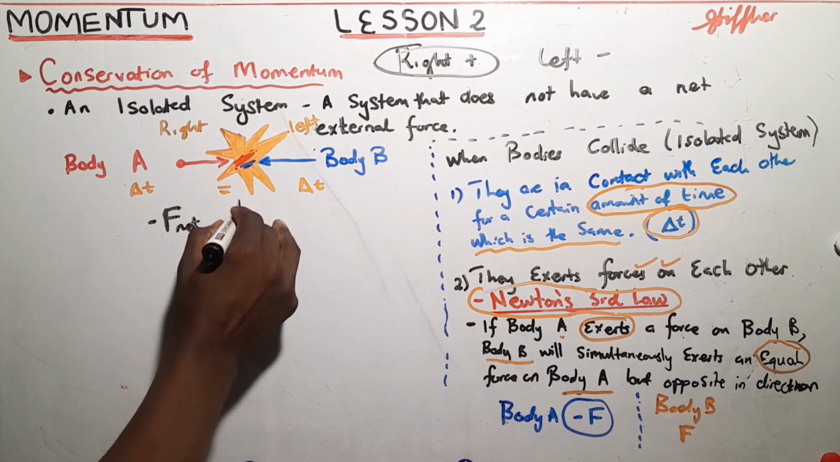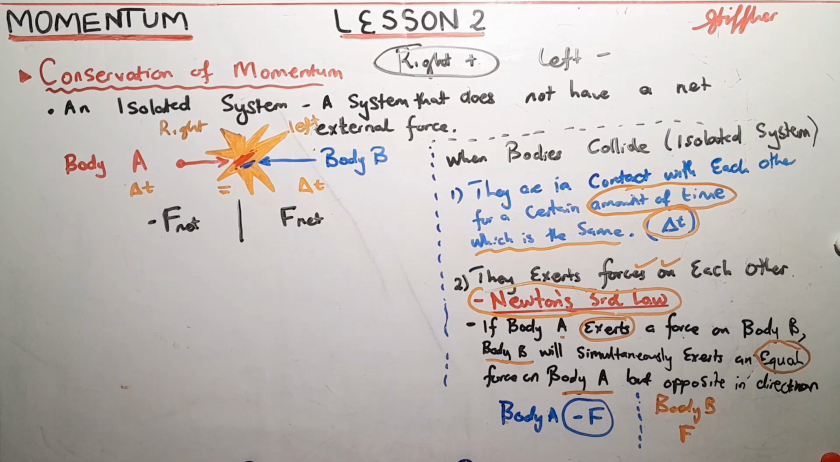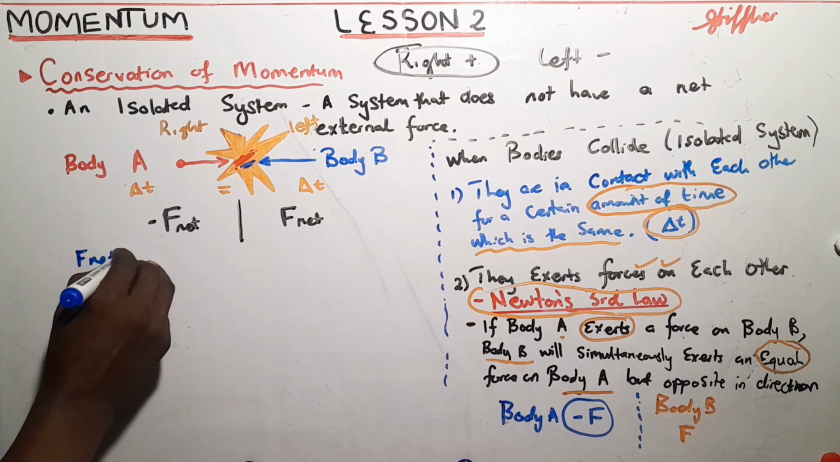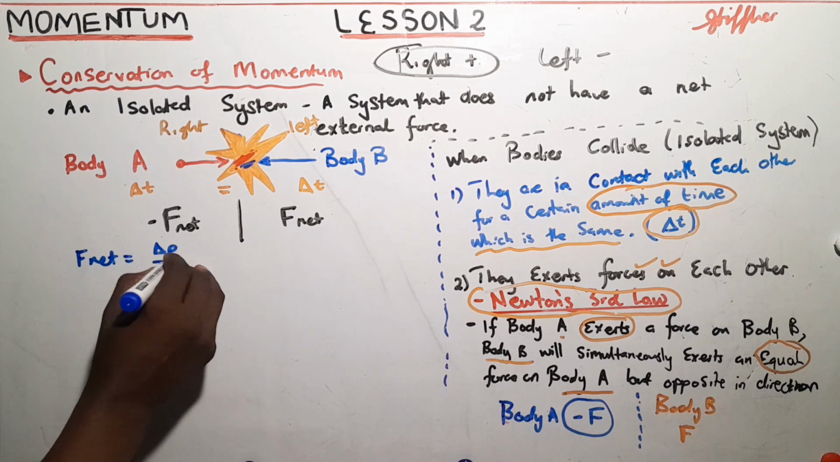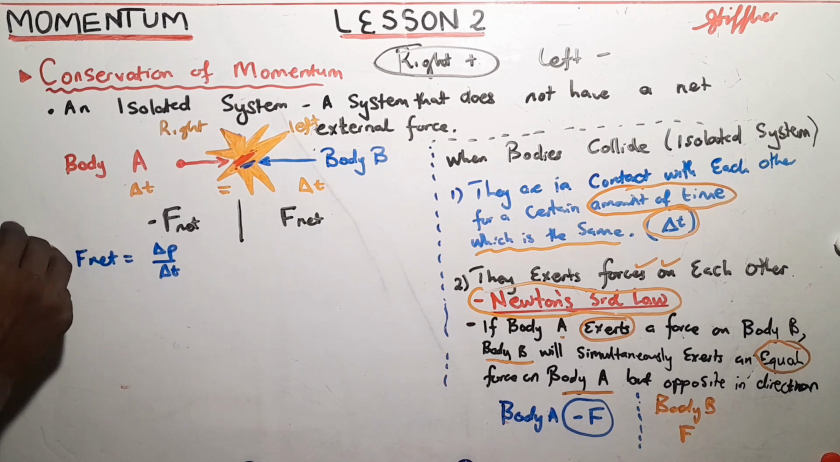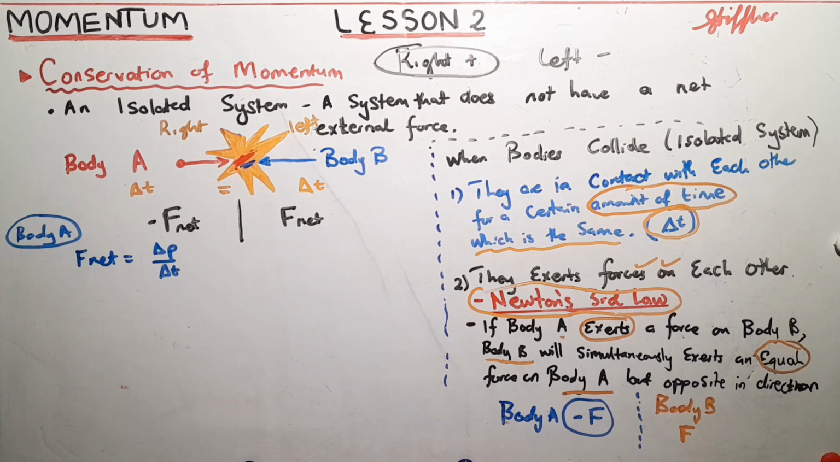And the force that is exerted on body A is a positive net force, like that, right? So what do we know about an object that underwent a collision? We know that the F net of that object is equal to the change in momentum over the change in time. So this is applying on body A. So the F net will be that.